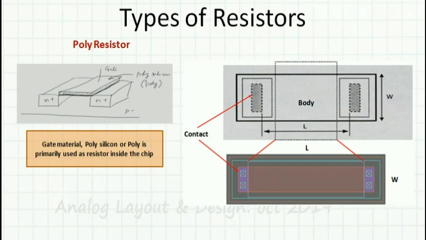Now we'll look into one more type of resistor, which is called a polyresistor, which is widely used inside the chip. The MOSFET gate is nothing but polysilicon, or poly, which is abundantly used as a resistor. Now this is the body of the resistor. We can add some dopants in order to reduce the sheet resistance of a poly resistor.